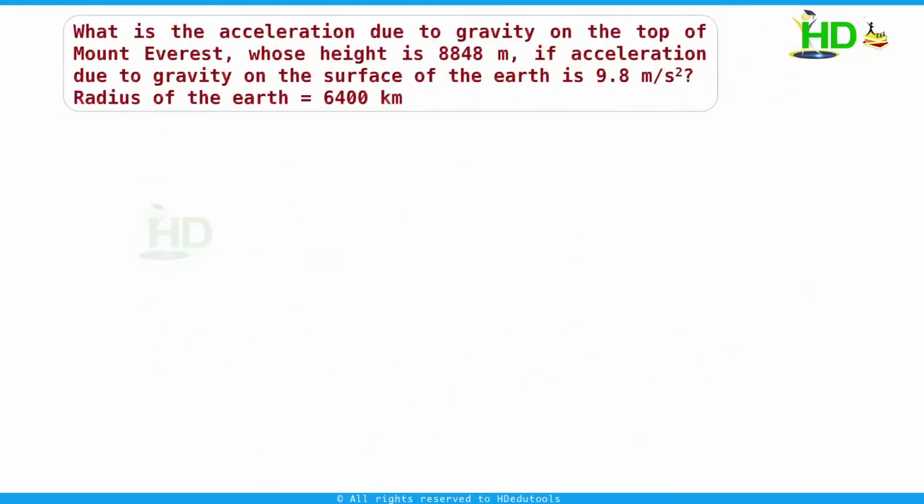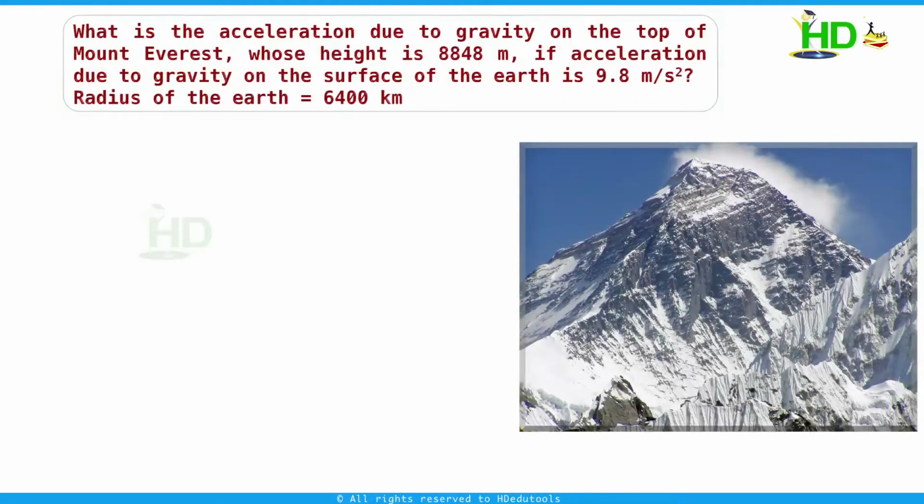Now we take another problem. What is the acceleration due to gravity on the top of Mount Everest, whose height is 8,848 meters, if the acceleration due to gravity on the surface of Earth is 9.8 meter per second square and the radius of Earth is 6,400 kilometers?